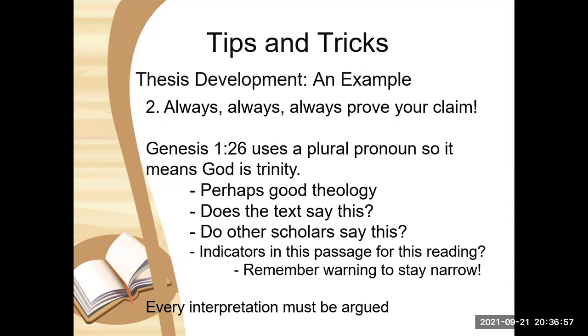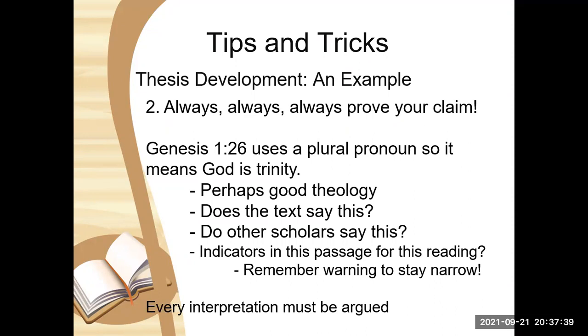This is a really old argument, and perhaps it is good theology, right? I mean, Trinity is found all over the Bible, but does the text say this? So the question becomes not whether Trinity is biblical, but whether Trinity is in view in Genesis 1:26 through 31. That is the question you need to ask. So pull it actually out of that text, not just from other texts that say image of God or other texts that say God is a plurality. Pull it directly from this text.